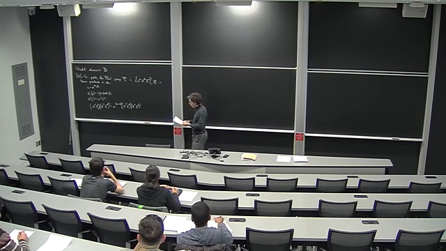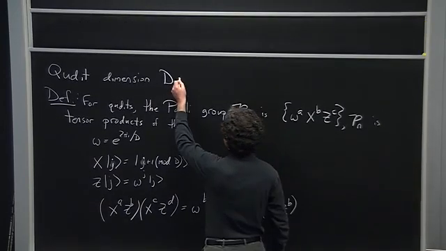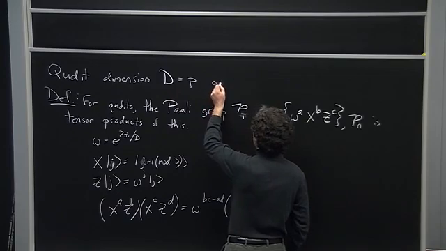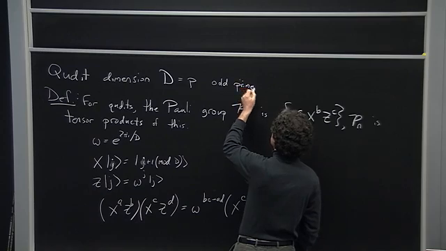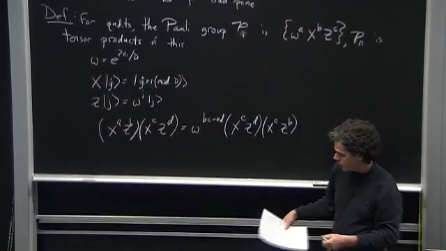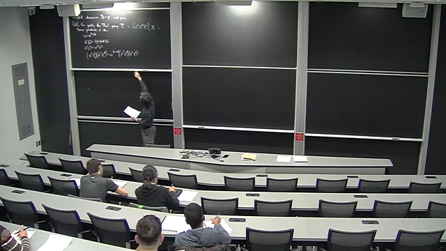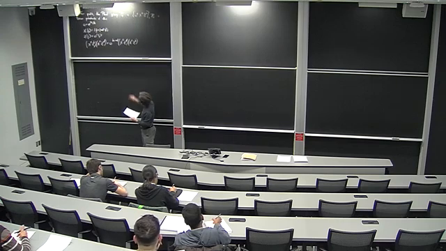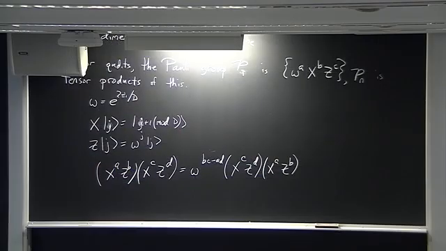Okay, so from now on, I'm going to specialize to d equals p, an odd prime. And so once we have this Pauli group, we can go ahead and define stabilizer codes in pretty much the same way.